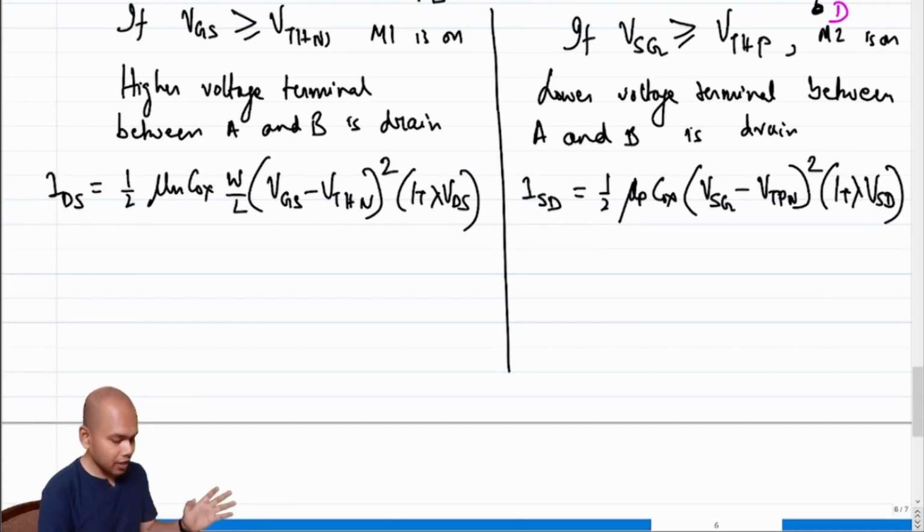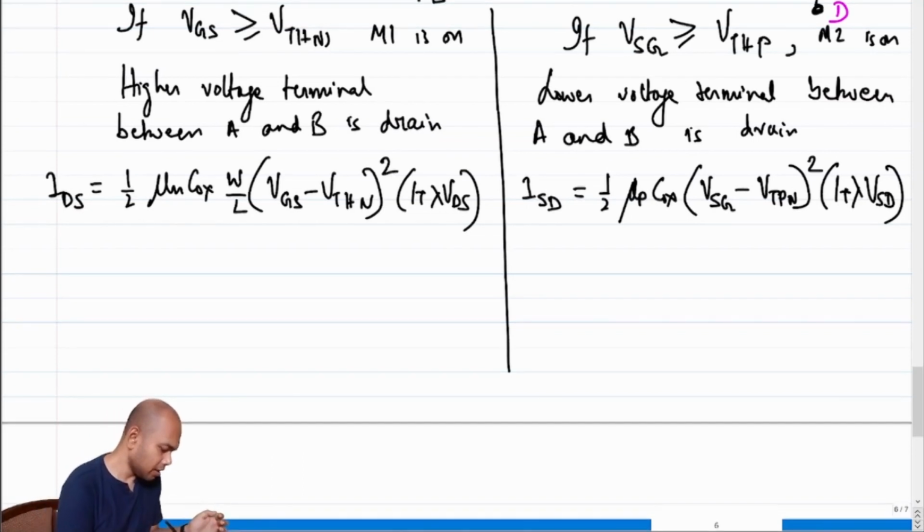Note that everything is identical, but for the fact that the polarities of the currents and the polarities of the voltages have gotten reversed. Okay. This is the equation in saturation.